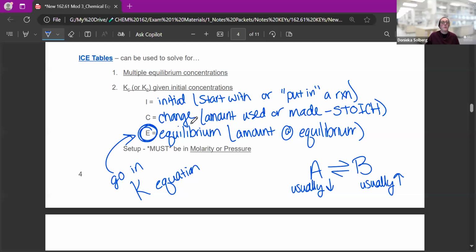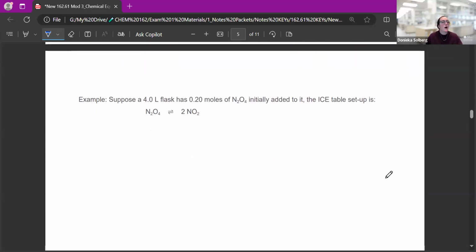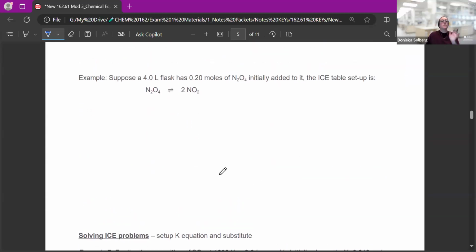Okay, so we're talking about how much it changes by. A is going to be used up and B is going to be made. Again, this is most of the time, not all of the time, but most of the time. And so I'm going to set up an example with you. This is a very simple, straightforward example, but it should be kind of a template for all of the equilibrium examples that you're going to do from here on out.